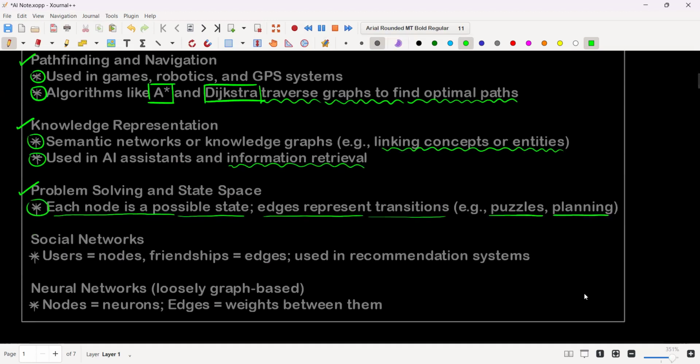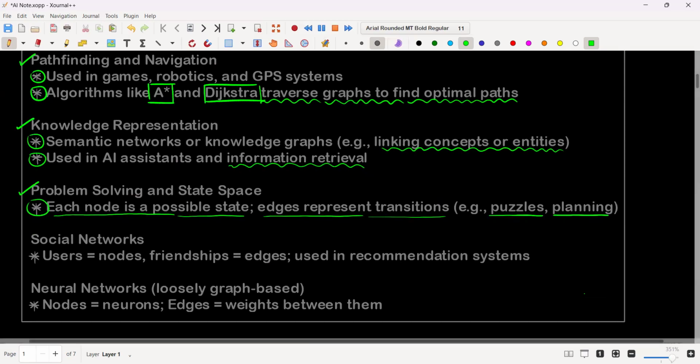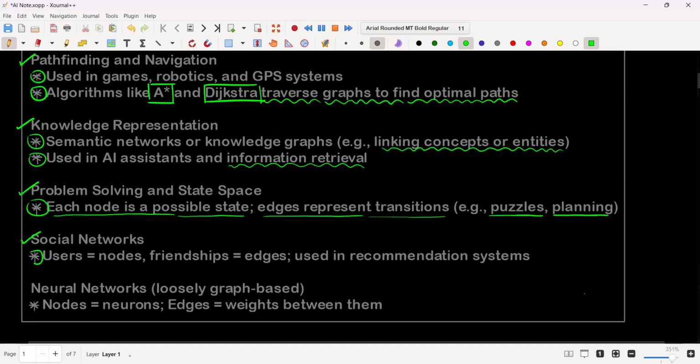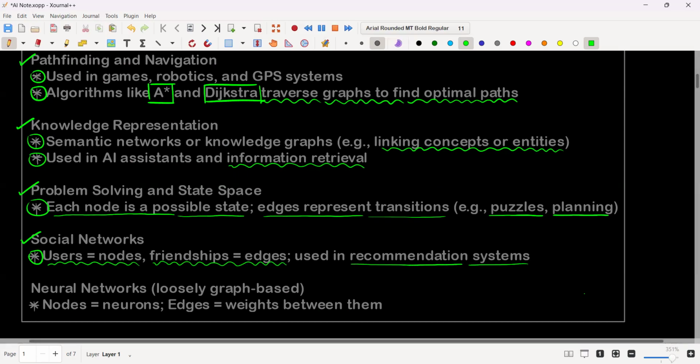Finally, graphs are important in social networks, where users may represent nodes in the graph, and friendships between those users may be represented by edges. And these graphs may be used in recommendation systems to recommend mutual friends, or recommend content for the user to consume.